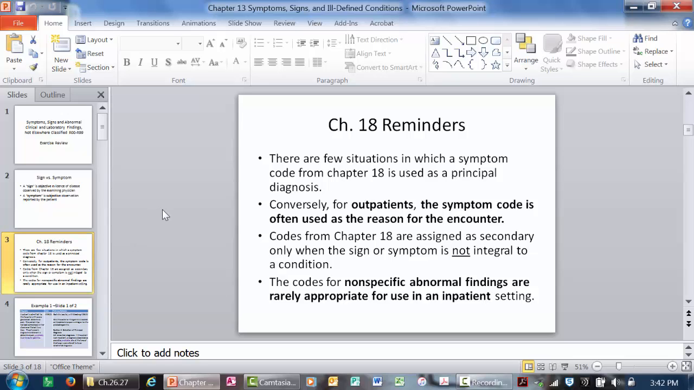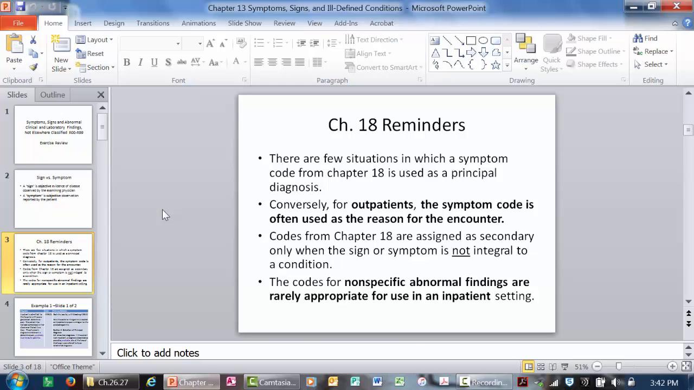A few reminders about Chapter 18. There's a few situations in which a symptom code is used as a principal, but typically not used as a principal for inpatients. For outpatients, it is not uncommon that a symptom code is the reason for the encounter for different reasons. Sometimes because typically in an outpatient situation, the physician uses several visits before coming to a definitive diagnosis. So you're going to be reporting that symptom until you have a definitive diagnosis. So that's one example.